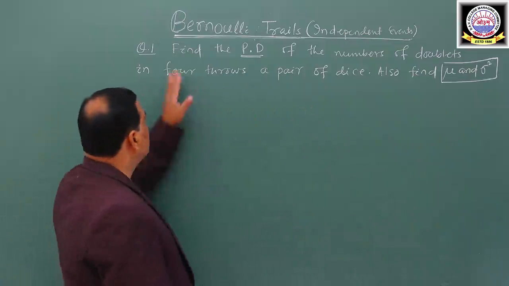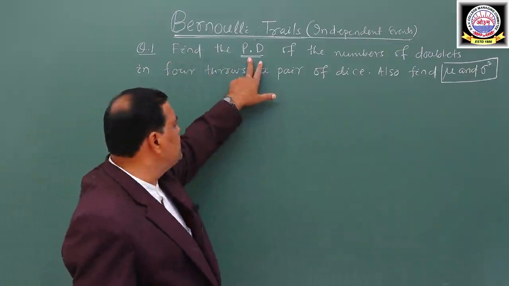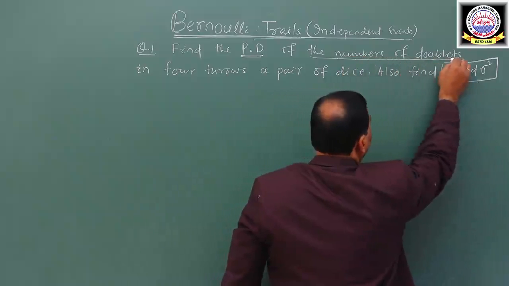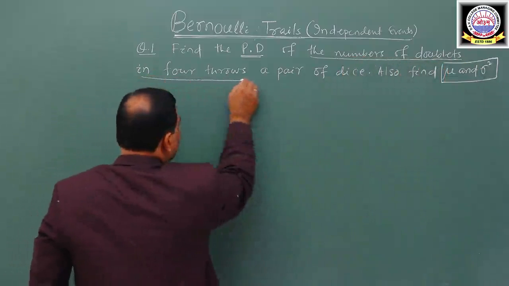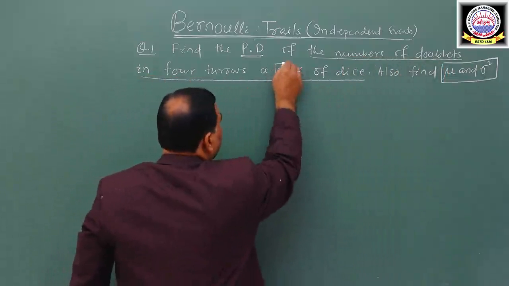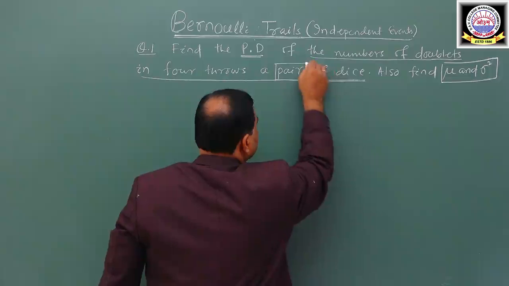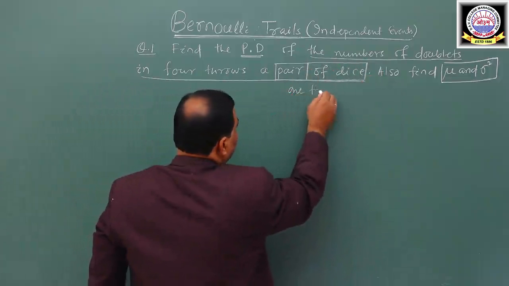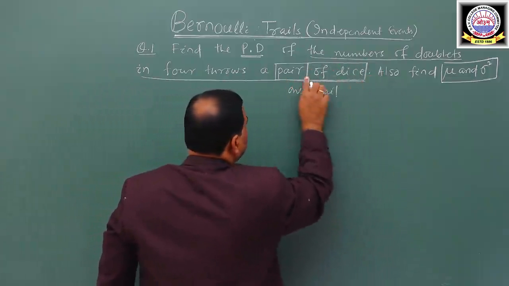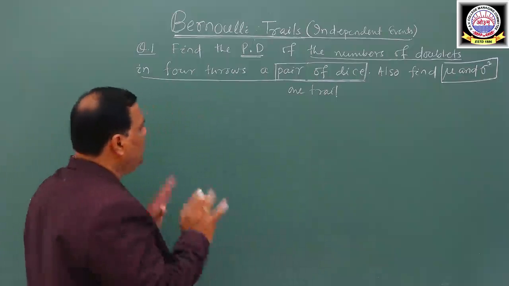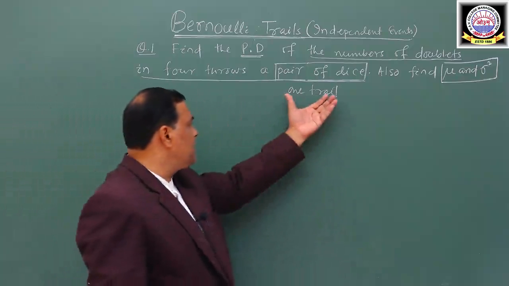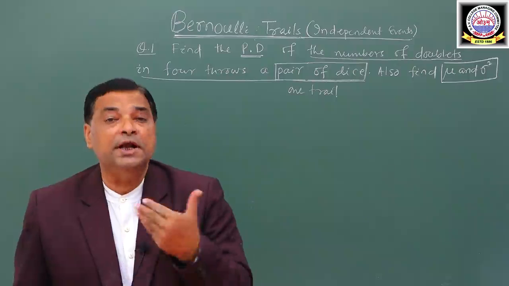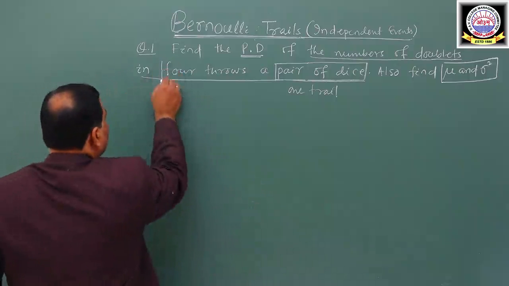Now look at it. Find the PD, probability distribution, of the number of doublets in 4 throws of a pair of dice. Here, a pair of dice is considered as one trial, only one trial. Throwing a pair of dice is one trial, and we are doing it 4 times.